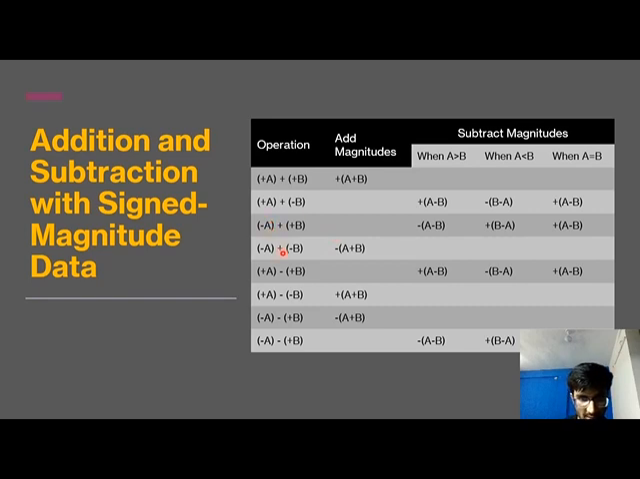Now let us take another example of negative and negative, minus a and minus b. So the addition of minus a and minus b: we will add both, and the sign is of the largest number. So the sign is of a, the largest number, so the sign is of a, that is negative.